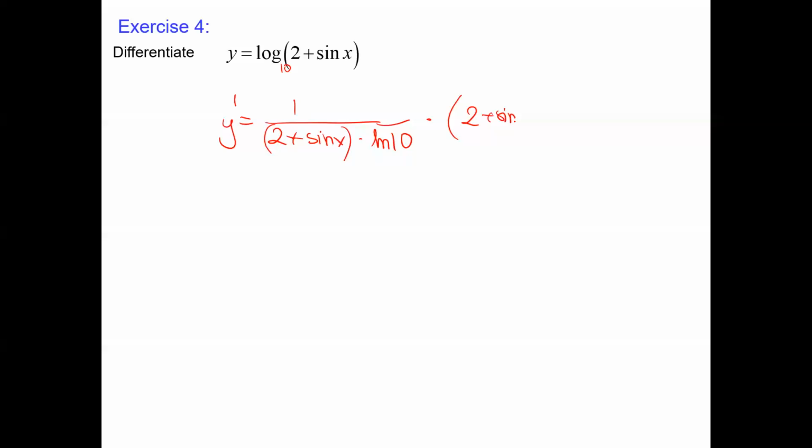Okay, let's differentiate log of 2 plus sine of x. If the base is not written, we know that the base is 10. Okay. The derivative of the logarithmic function is 1 over that quantity times ln of 10, because that's different, and times the derivative of 2 plus sine of x. Okay, I can put ln of 10 in front of 2 plus sine of x. The derivative of 2 is 0. The derivative of sine of x is cosine of x. This is the final answer.